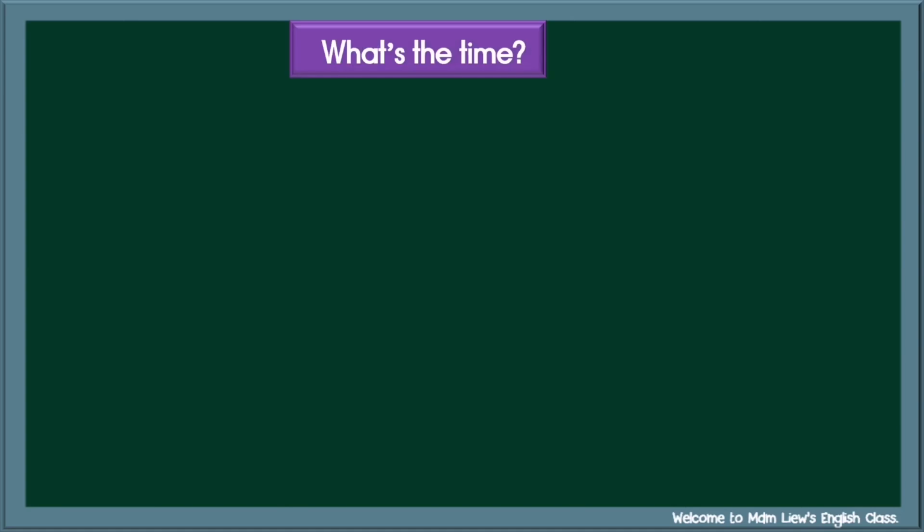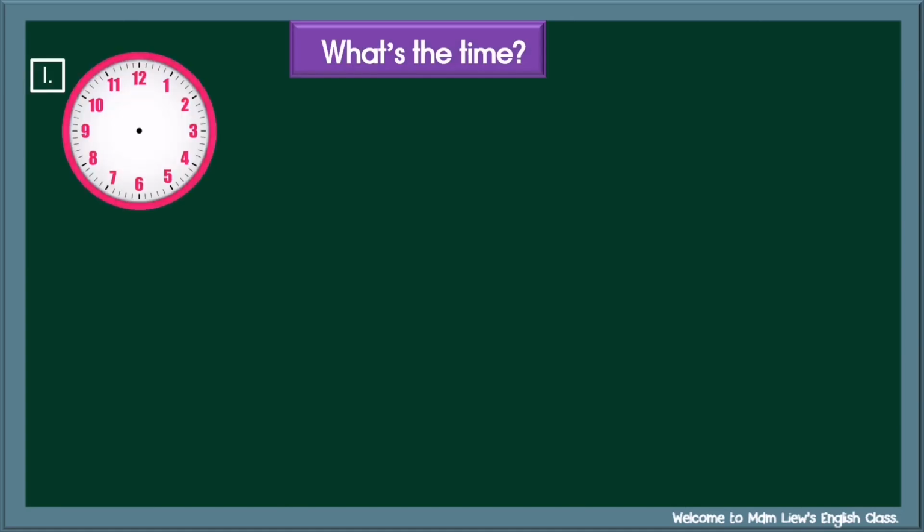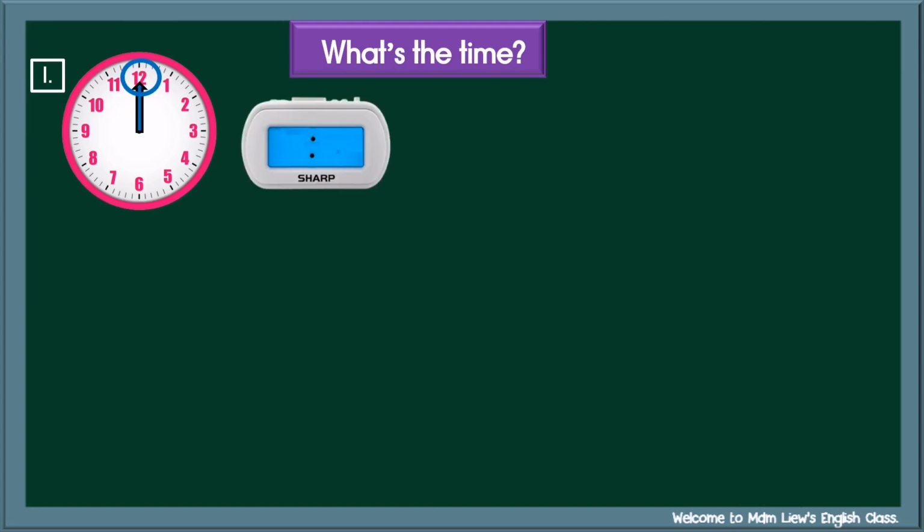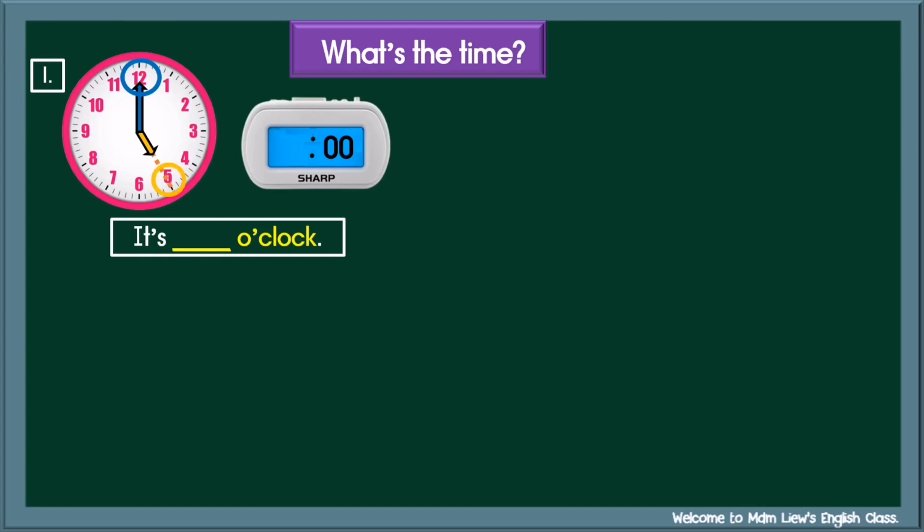Let's recap. What's the time? Number 1. When the minute hand points at number 12 on the analog clock and shows 0 minute on the digital clock, we say it's something o'clock. Now, the hour hand is pointing at number 5 and it shows 5 hours on the digital clock. What's the time? We say it's 5 o'clock.